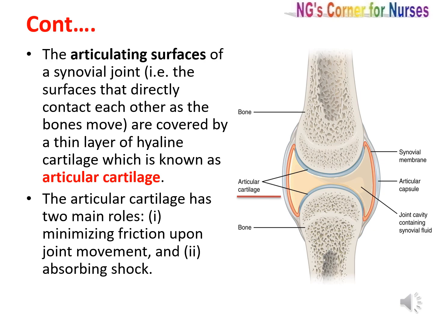Next is articular cartilage. The articulating surfaces of a synovial joint are covered by a thin layer of hyaline cartilage, which is known as articular cartilage. The articular cartilage has two main roles. First is minimizing friction upon joint movement, and second one is absorbing shock. In this picture, we can see a sky color covering of a thin hyaline cartilage in the articulating surfaces. And this hyaline cartilage covering is known as articular cartilage.